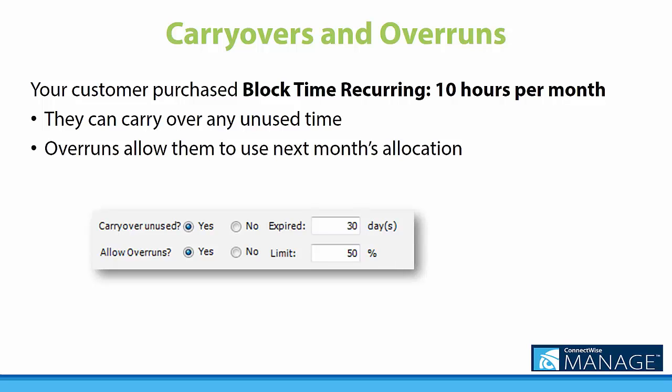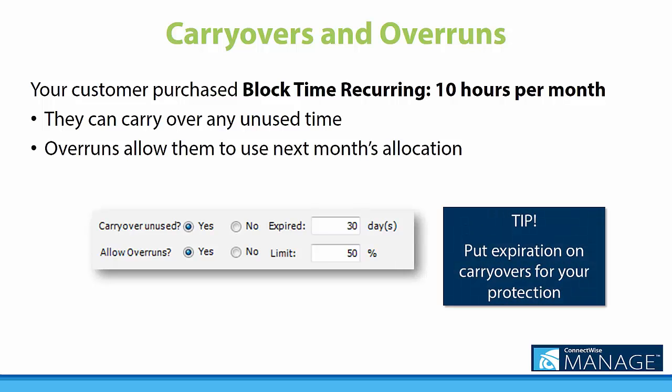And for your protection, you can set the carryovers, for example, to expire after 30 days. Here's how it works. The first ticket that applies to the agreement will draw from the carryover hours before it pulls from the current cycle's allocation.